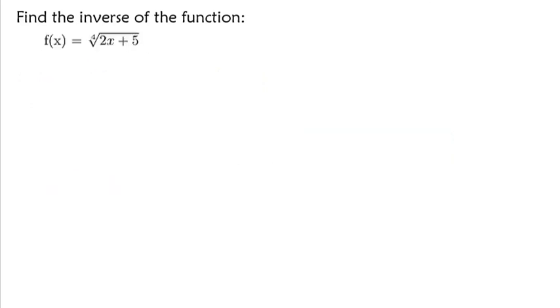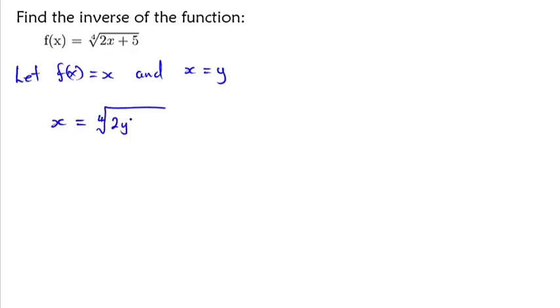So how can we find the inverse function of f of x is equals to the fourth root of 2x plus 5? So step number 1, let the f of x be x and let that x be y. So what this means is that replace f of x with x, so that will be x is equals to the fourth root of 2y, I'm replacing that x with y, plus 5, like that. Okay, so the fourth root can be written as 2y plus 5 raised to the power 1 over 4.